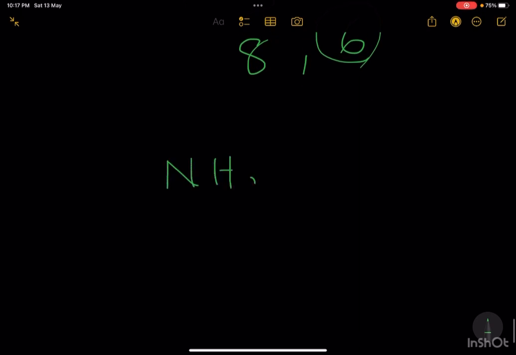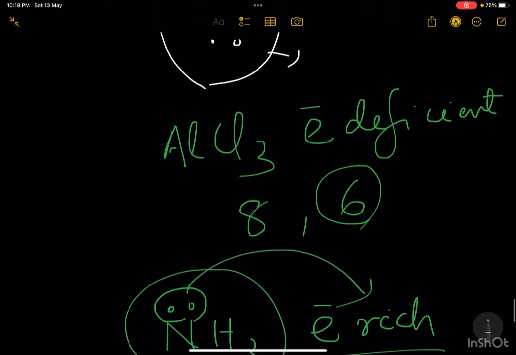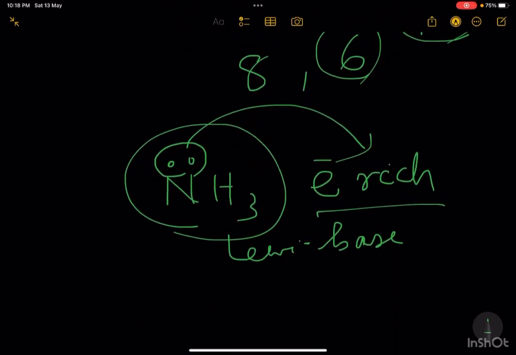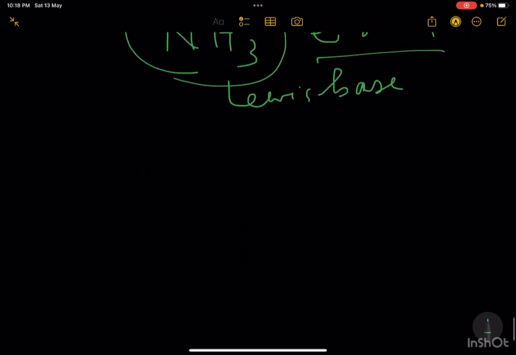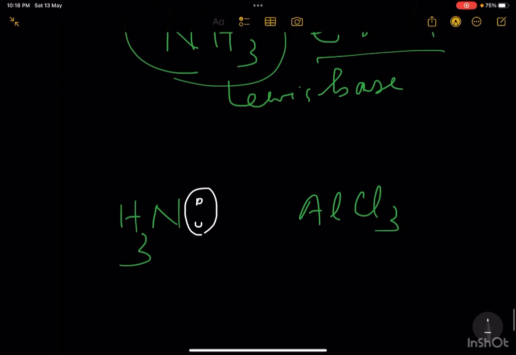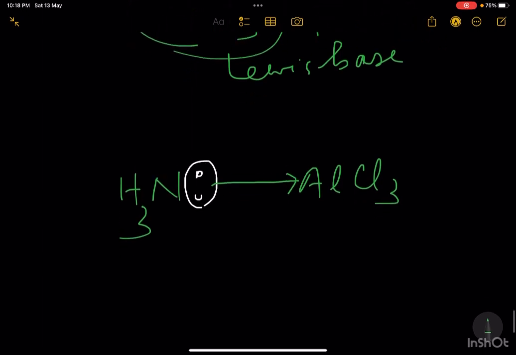Similarly, ammonia. I have already discussed ammonia. N has a pair of electrons, so I can say this one is electron rich. This pair of electrons makes ammonia electron rich. Electron rich means it is a base. Electron deficient means it is an acid. AlCl3 is a Lewis acid, and this is a Lewis base. Between ammonia and AlCl3, a coordinate bond can be formed. How? You see, it has a pair of electrons, and it has 2 electrons short to attain octet. So what happens? This pair can form a coordinate bond with AlCl3. You see, this is a Lewis base, this is a Lewis acid.